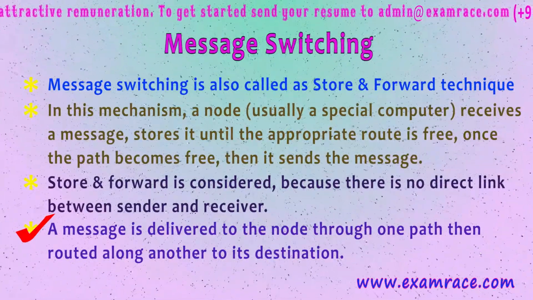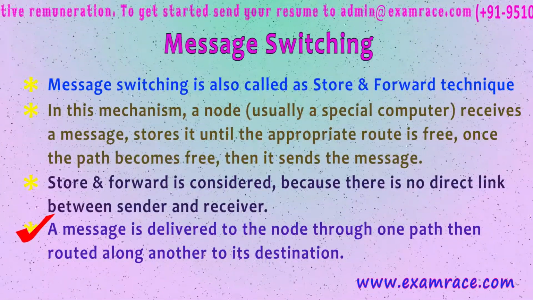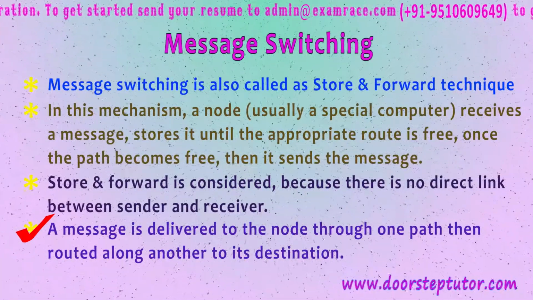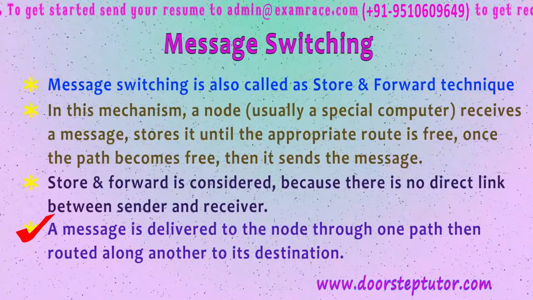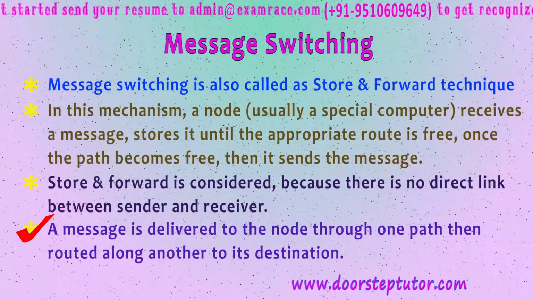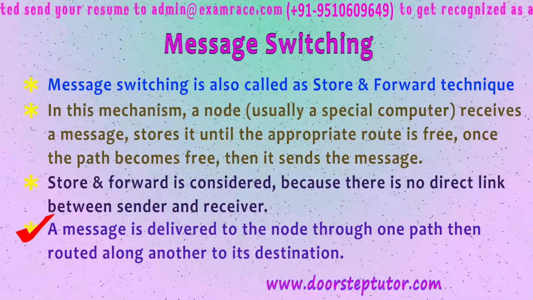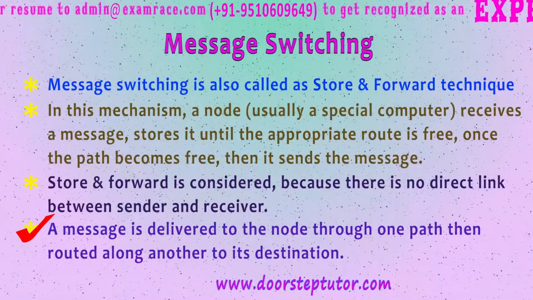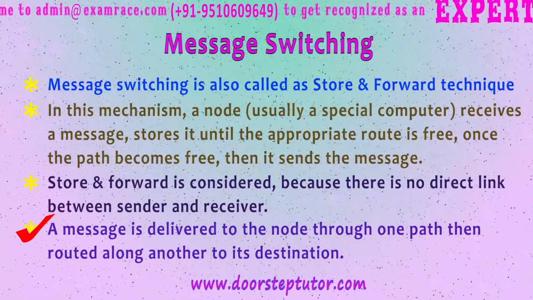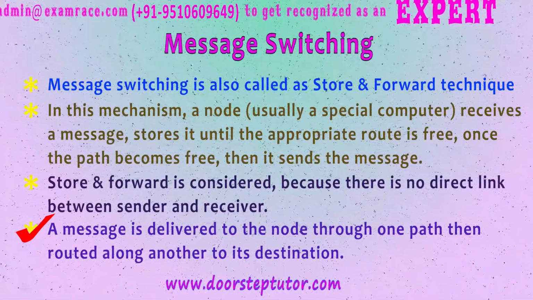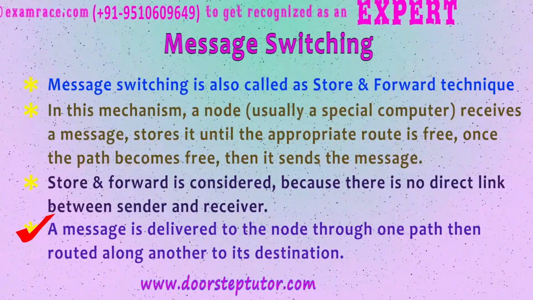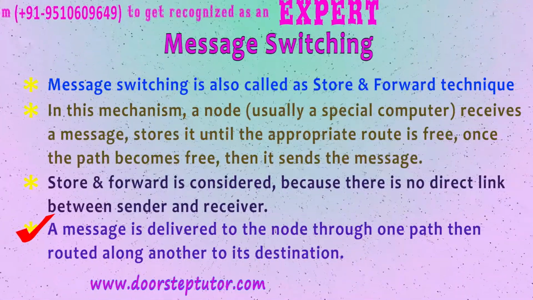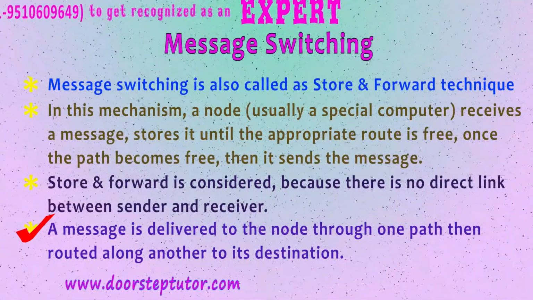The next point is, a message is delivered to the node through one path, then routed along another to its destination. It means that at one time the message will transfer through one route. If there is any kind of disturbance in the path, or if the route is busy, then only it will shift to another route, so that it will try to reach the destination through another path. So this was the basic introduction and the meaning of message switching.